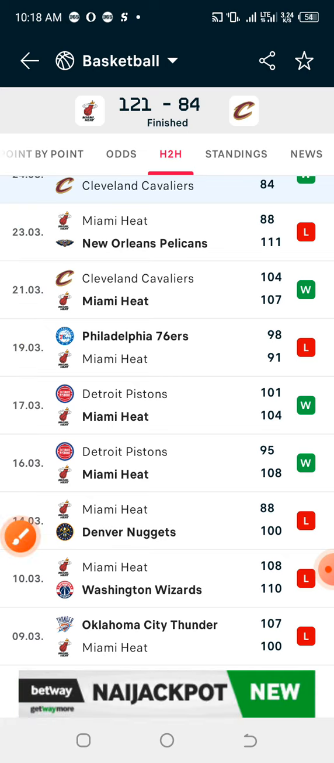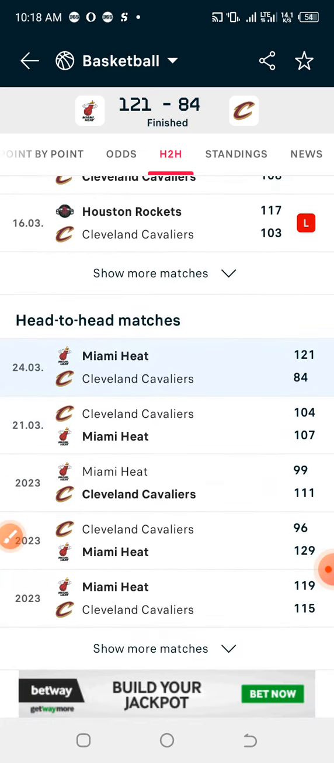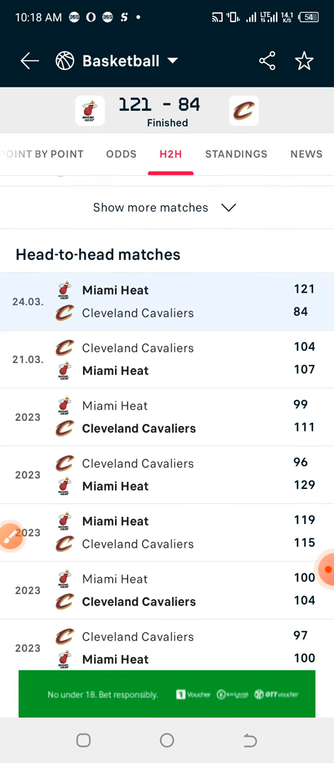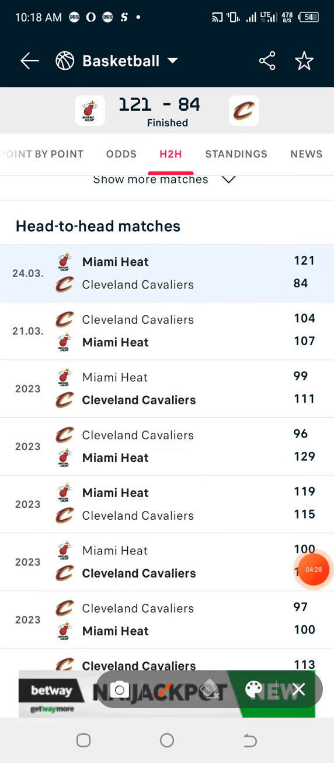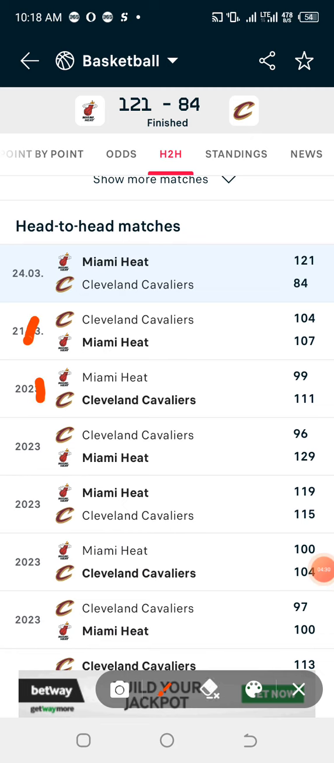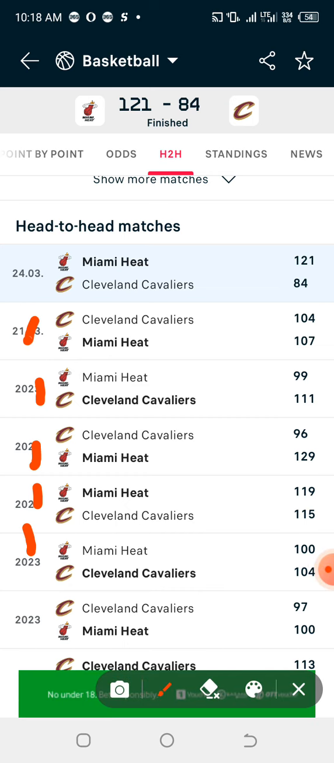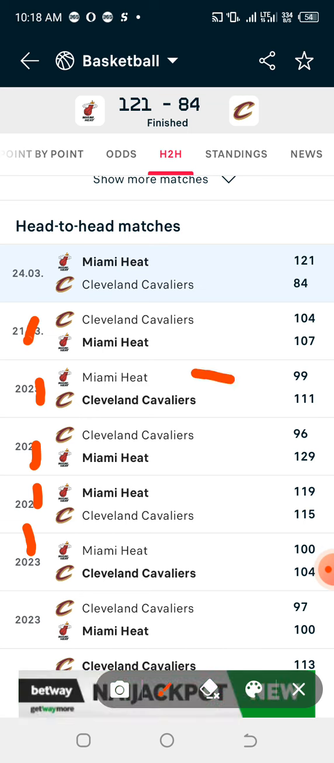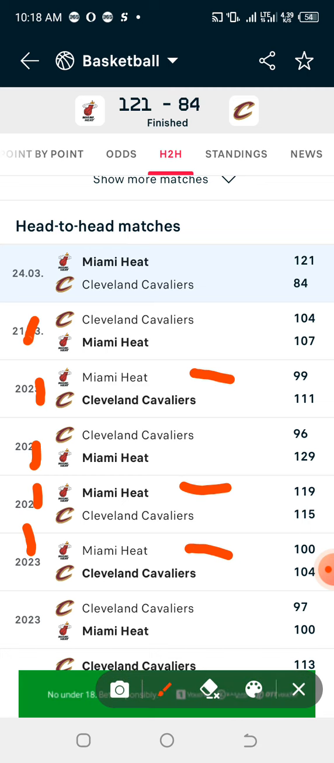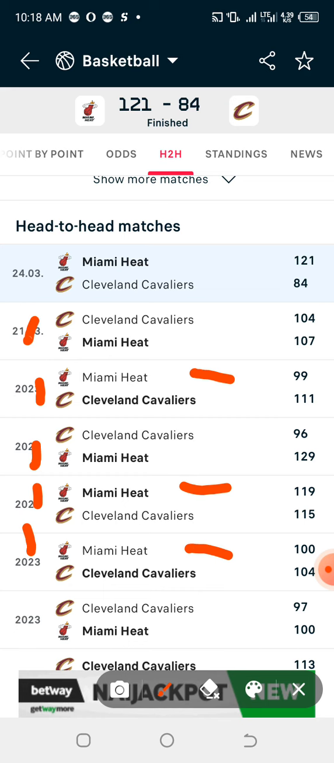Now let us check their last previous meeting with their opponents, the opponents that they beat. Now let's check this. The last 5 games: 1, 2, 3, 4, 5. Among these 5 games, let's see how many times Miami played at home. We have 1, and 2, and 3. Among these 3 games, which one is the smallest? The smallest point they had among these 3 games is what we are going to be looking at. So we have 100 here, 119 here, and 99 here.